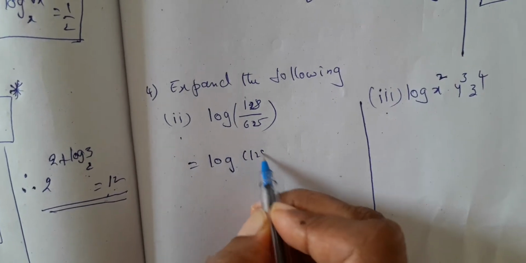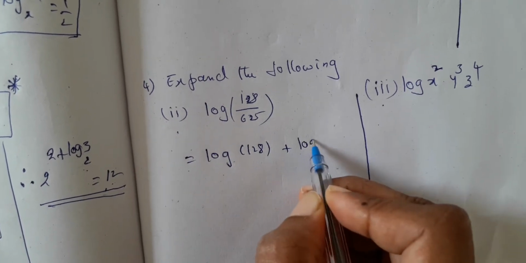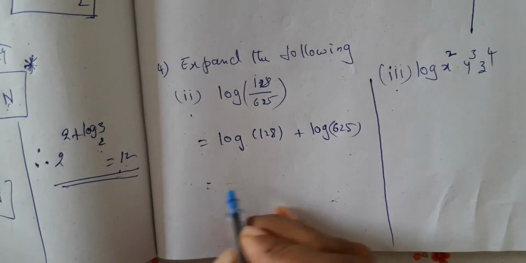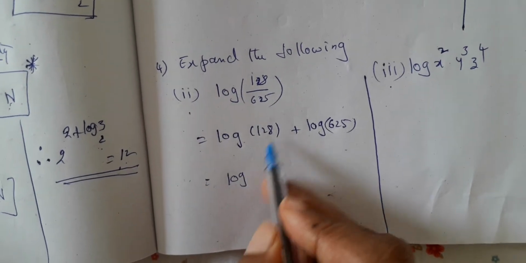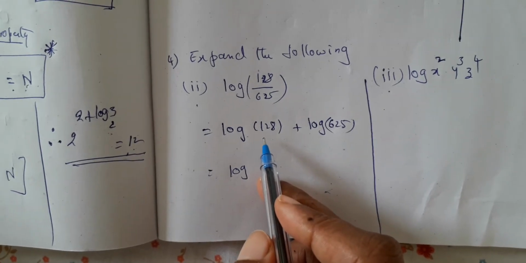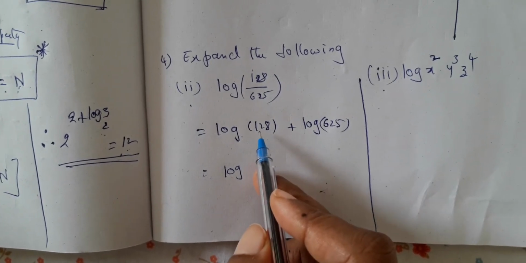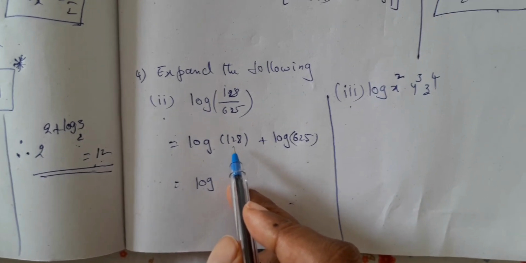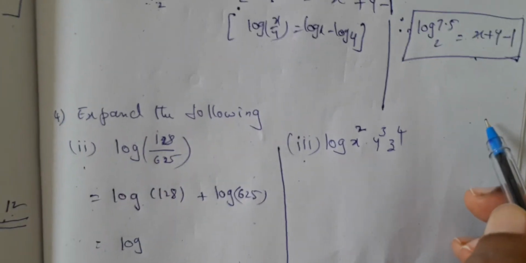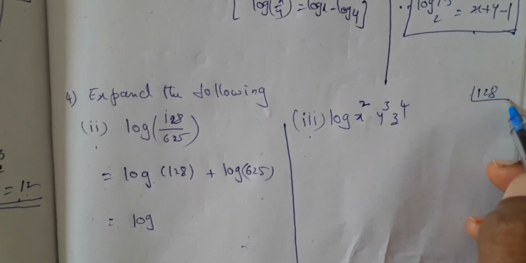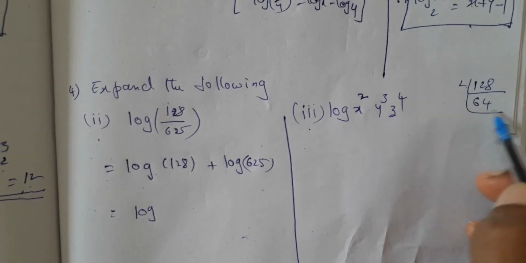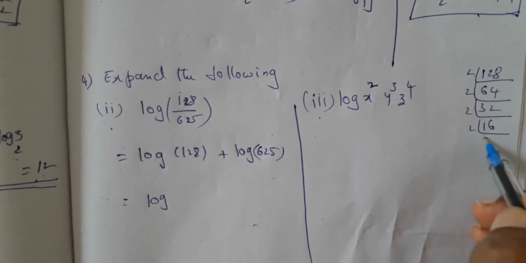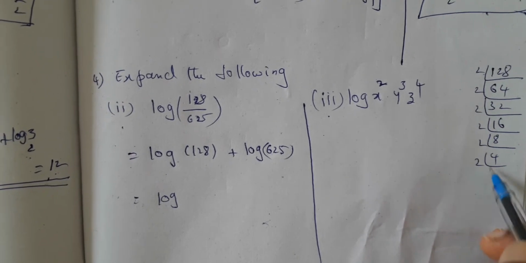Log 128 plus log 625. Furthermore, if you want to express it, then in log 2 powers. How can you express it in 2 powers? Those who don't know how to do it, I'll do the rough work and see how you can raise it into 2 powers. Okay, 128. So 2 64s are, 2 32s are, 2 16s are, 2 8s are, 2 4s are, 2 2s are.